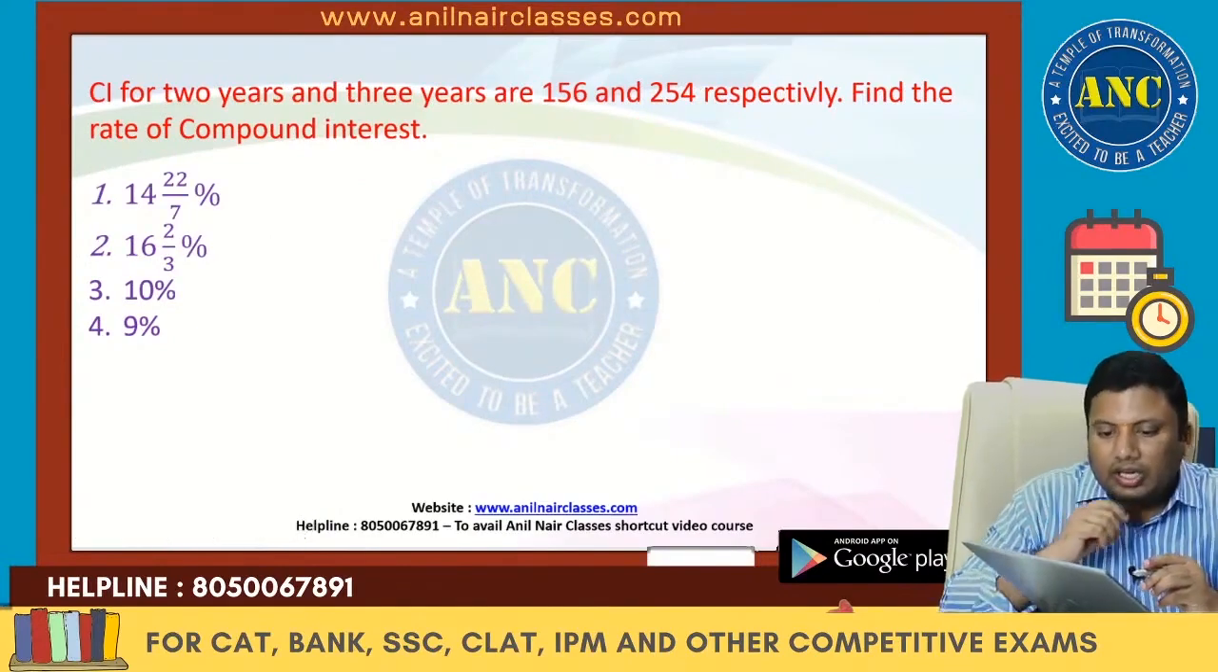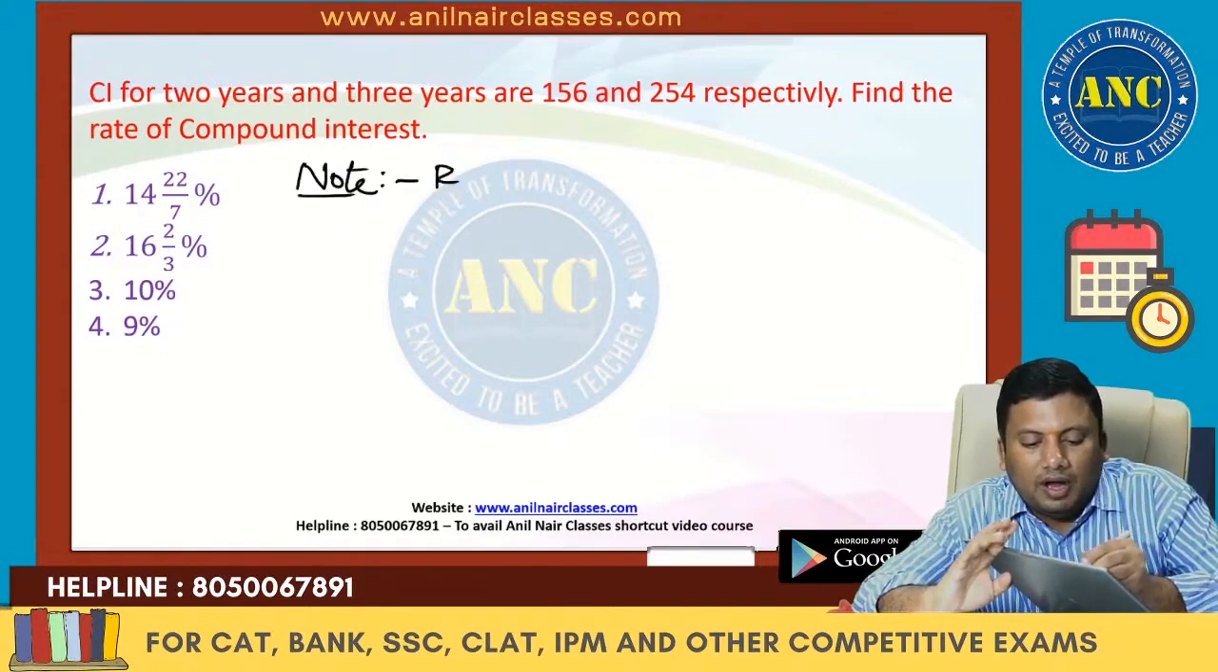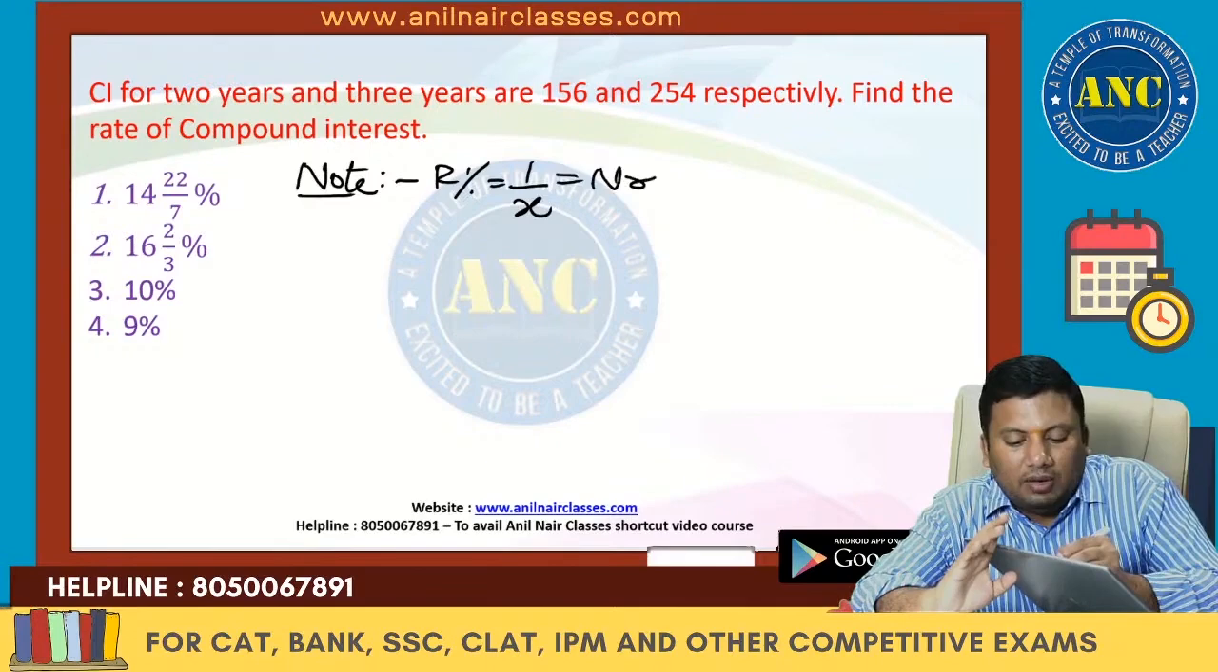Next one. CI for 2 years. Now please make a note. If R percentage is in the form of 1 by X, which is numerator by denominator.